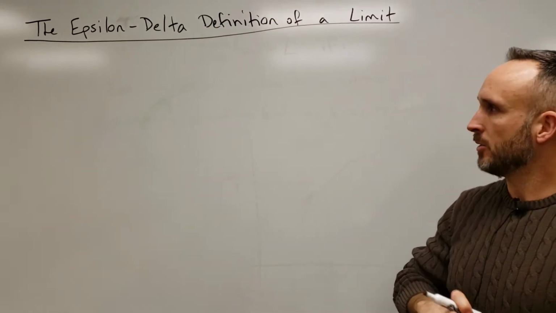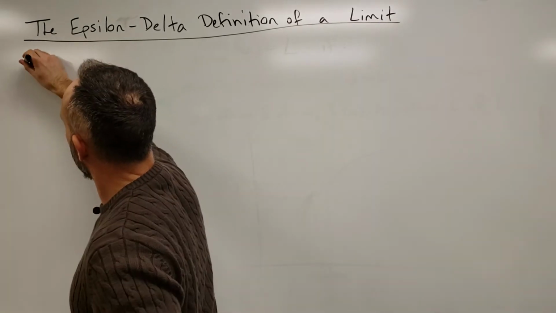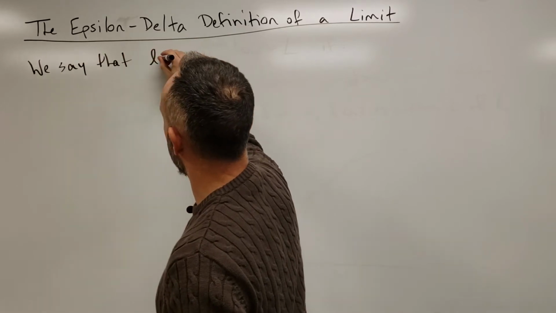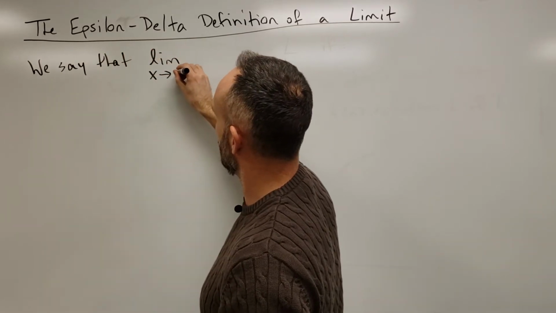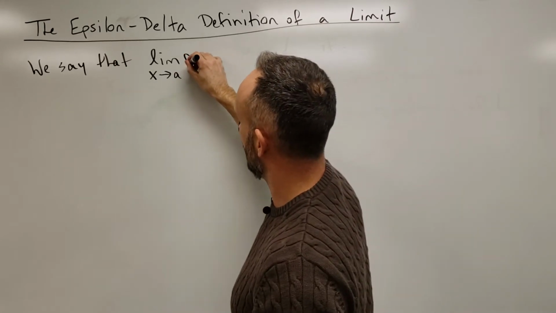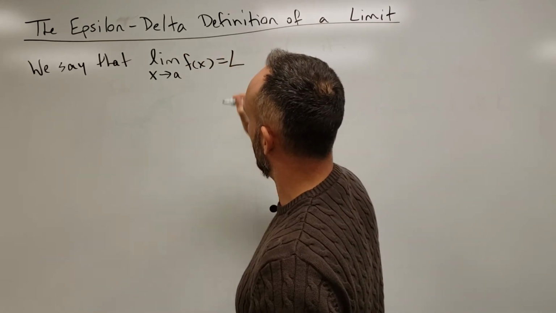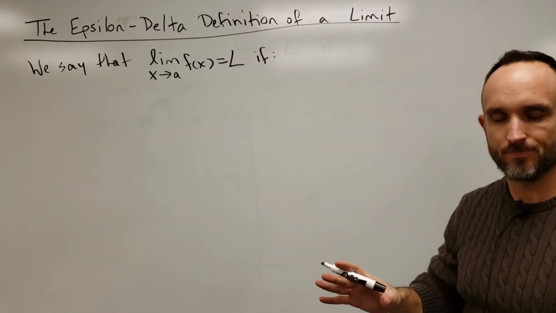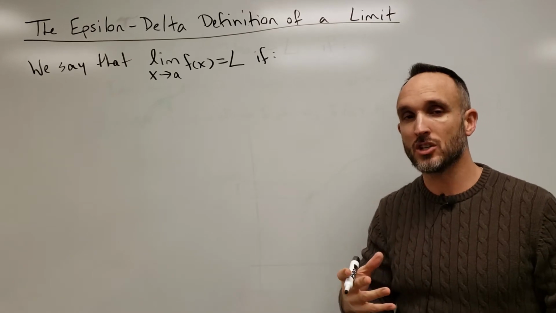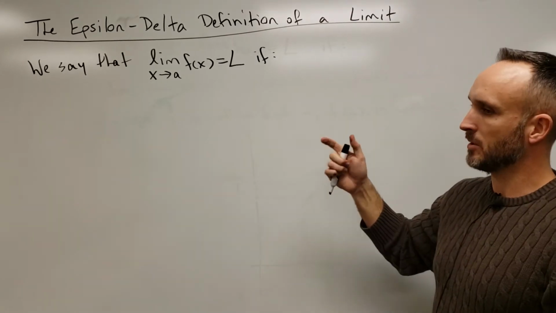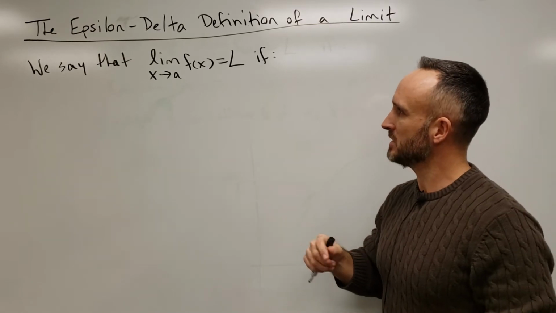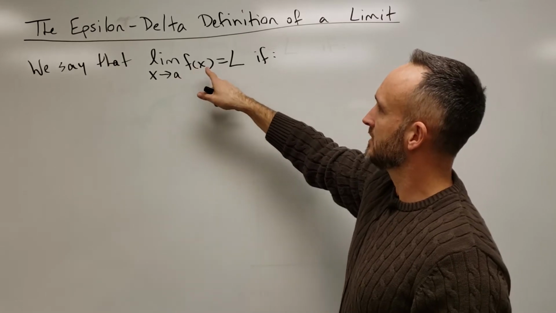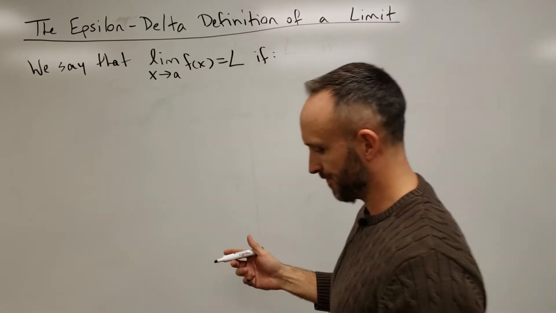So here we go. We say that the limit as x approaches a of some function f of x equals L if, and now we'll state the definition. And I'm going to walk you through an illustration of what it means and talk about notation and things like that, okay? So we say that the limit as x approaches some finite number a of f of x equals some finite number L if.